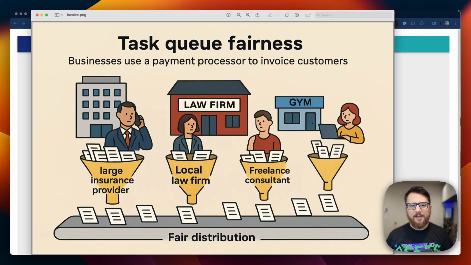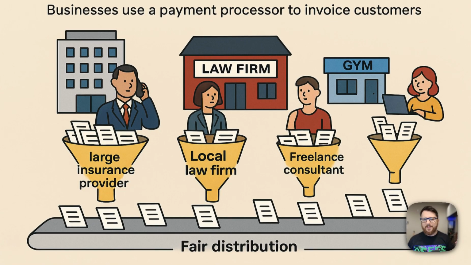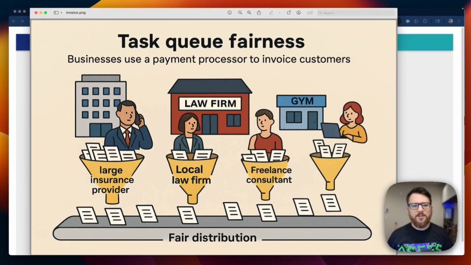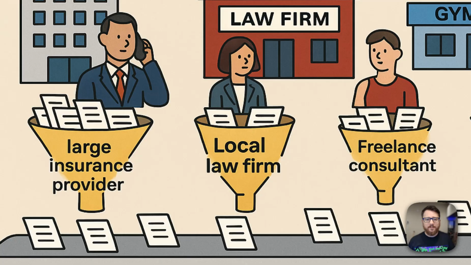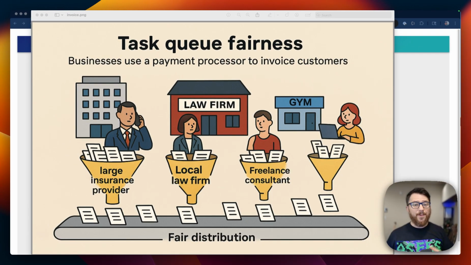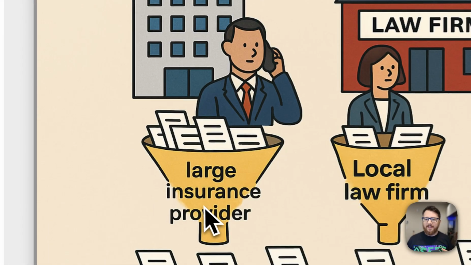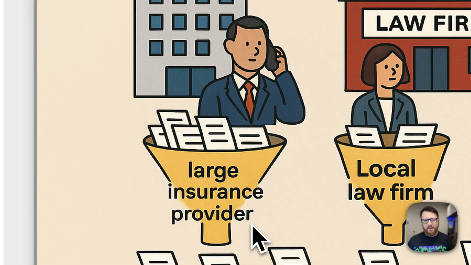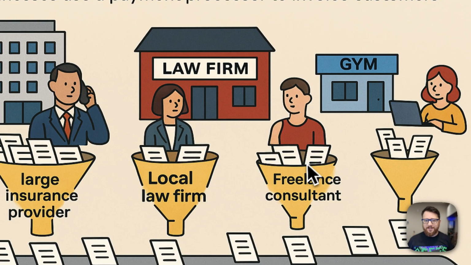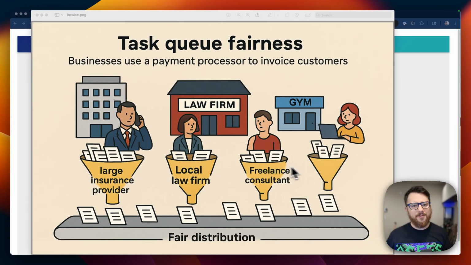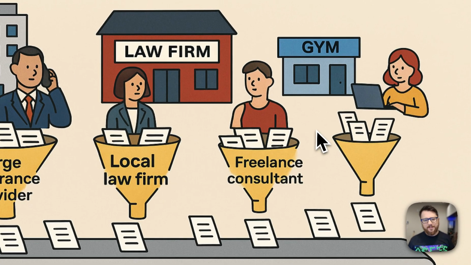To make this more real, imagine you run a payment processor that many businesses use to process customer payments. And many businesses want to invoice their customers at the start of each month. You want to treat each business fairly and ensure they get their invoices processed with equal treatment no matter how many invoices they may be generating. This way, the customer that generates millions of invoices each month, say a large insurance provider or utility, will not crowd out a local law firm, small gym, or freelance consultant, who each may only process hundreds of invoices due to their smaller customer base.